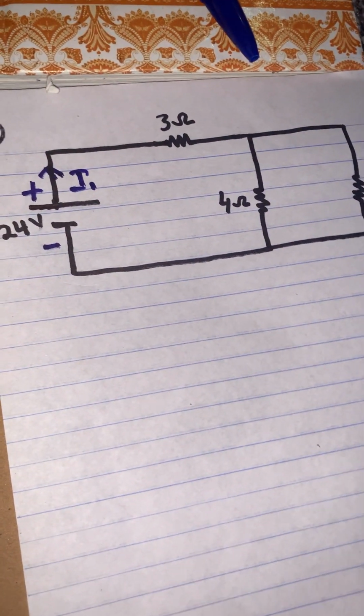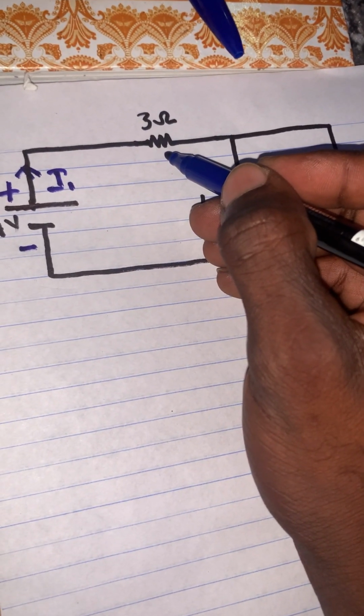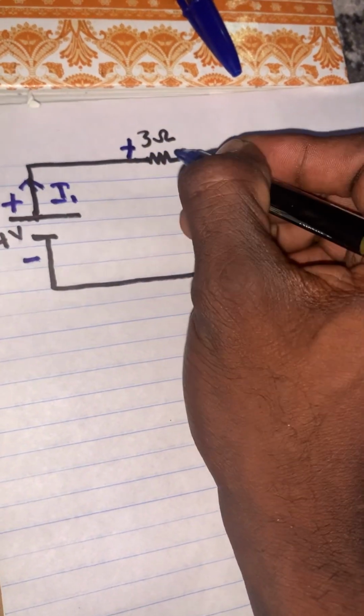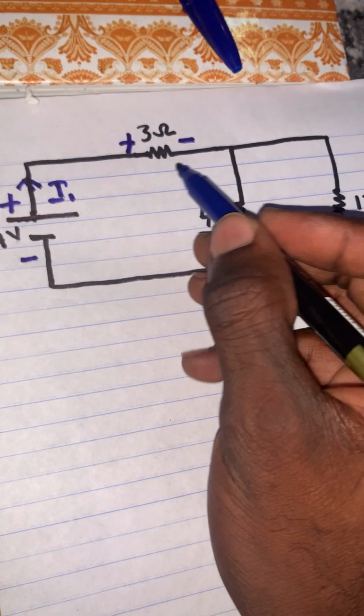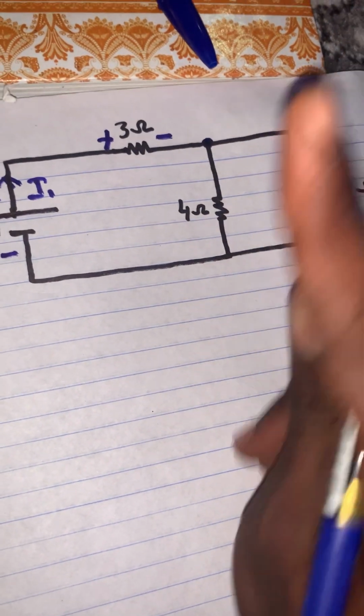And here we have I1. This I1 will obviously enter the 3 ohm resistor, and we know that it will enter from positive to negative. Still I1 will keep moving. When it comes to this node, I1 will split into 2.